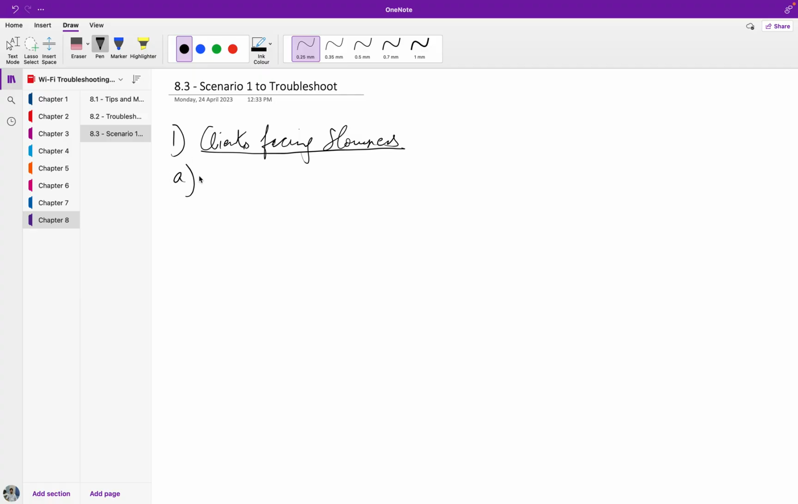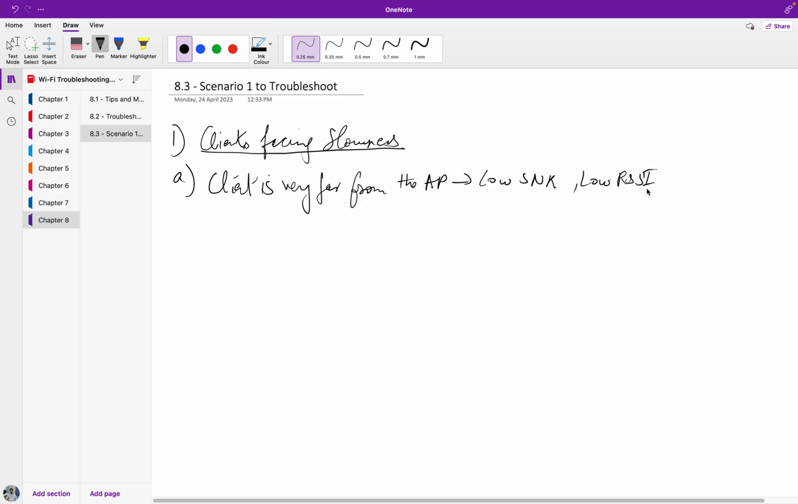So when my client is facing slowness in the network, the number one problem could be that the client is very far from the AP, right? What will this do? If the client is very far from the AP, then I'm probably guessing it's going to be connected on low SNR, right? It's going to be getting a low RSSI value signal from the AP, right? It also will be on a low data rate, right? So check for these things.